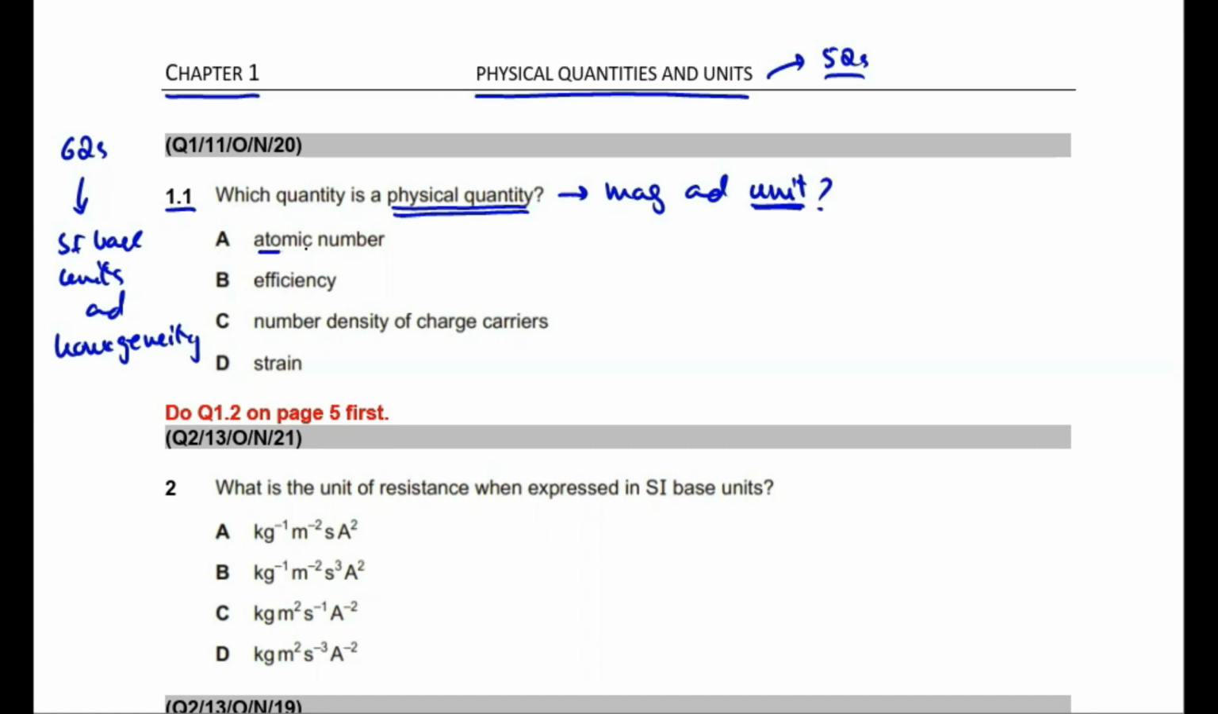Option A is atomic number. Students, atomic number has no unit. Why? Because it is a pure number. So, atomic number cannot be regarded as a physical quantity.